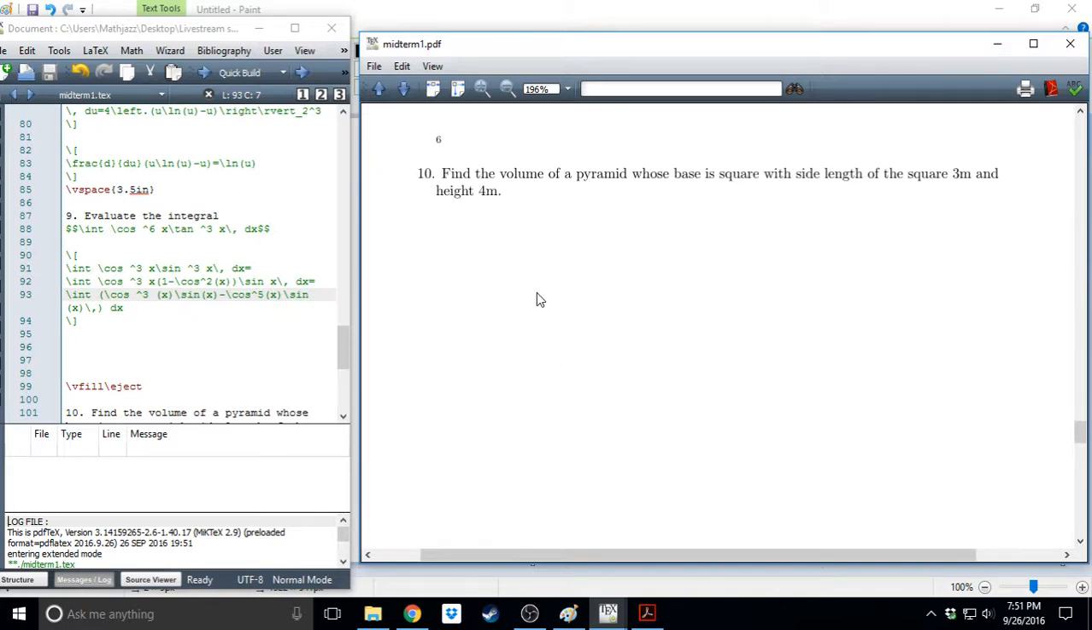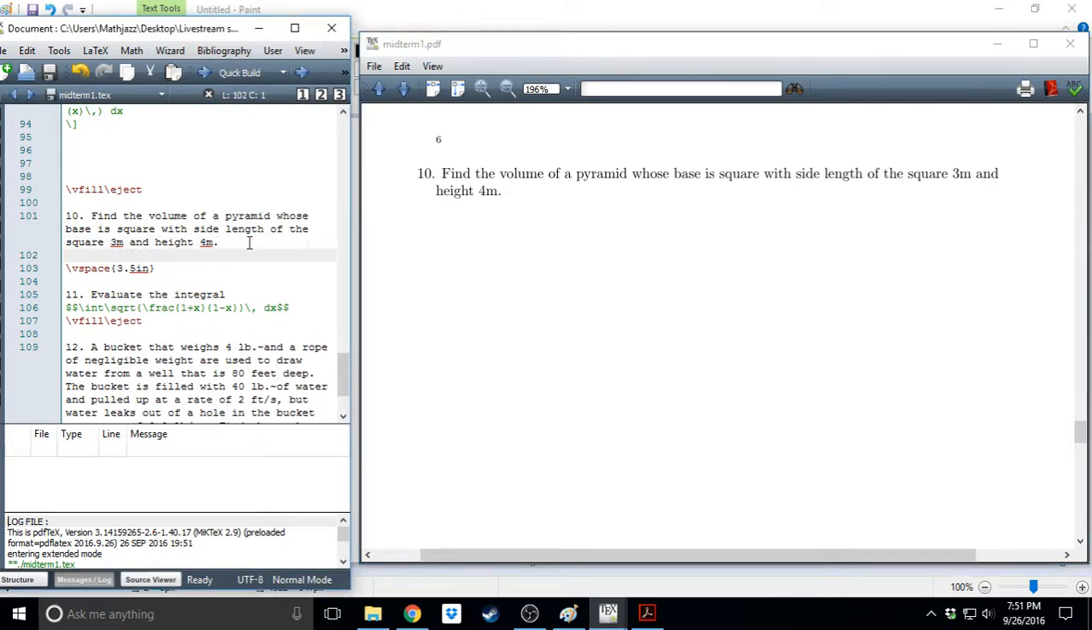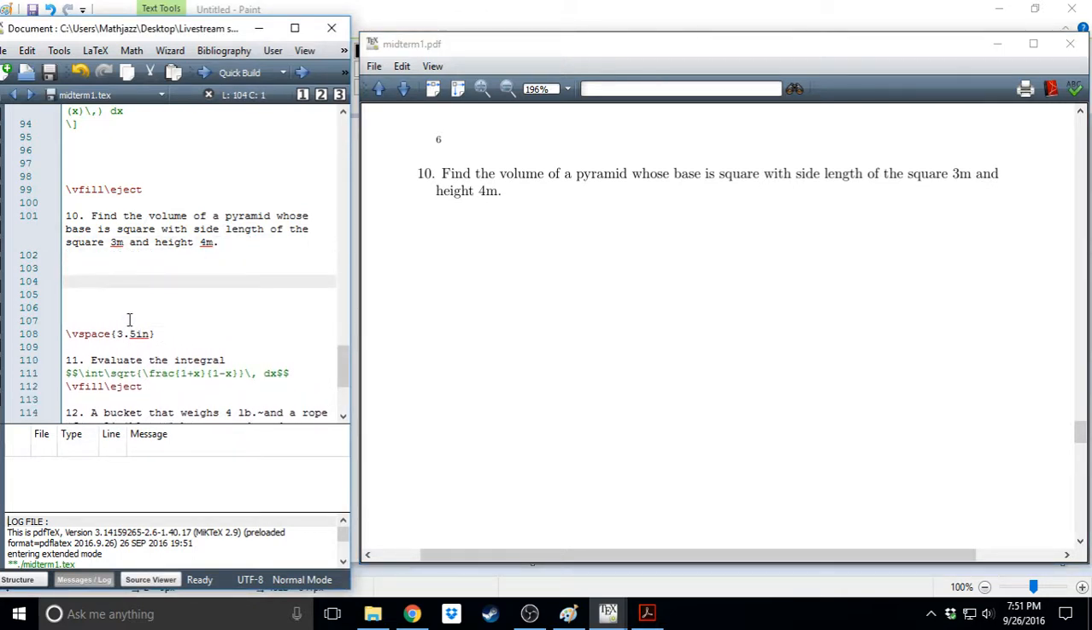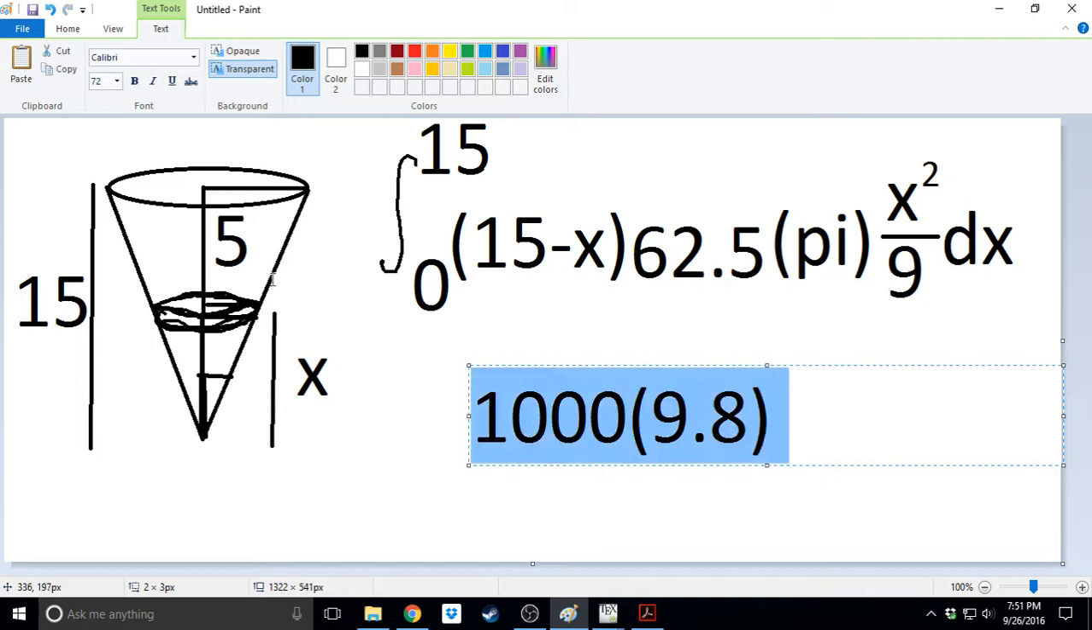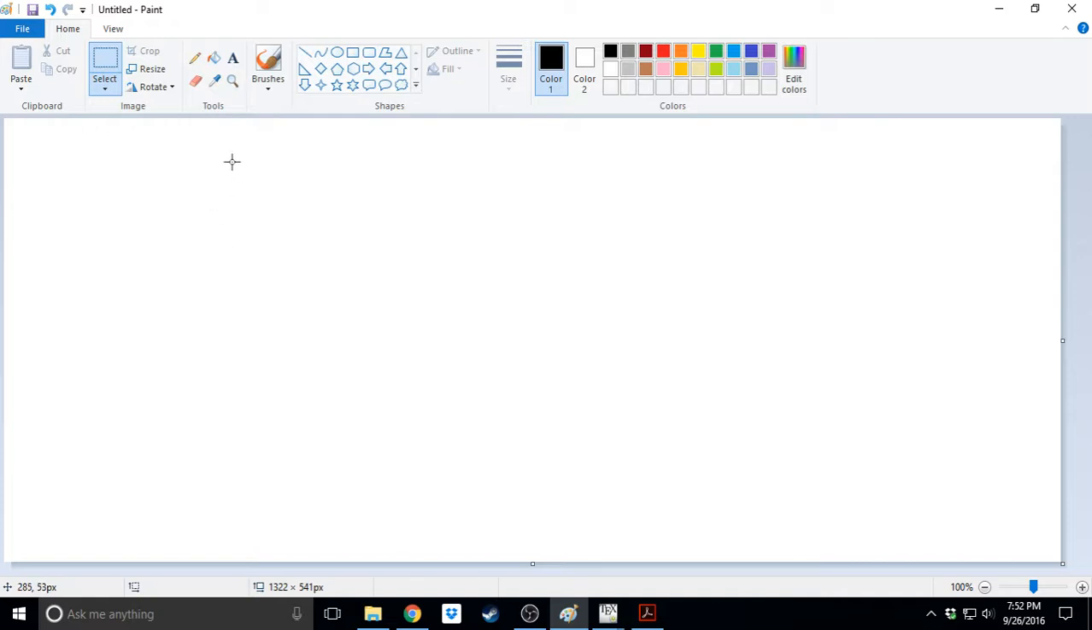Find the volume of a pyramid whose base is square, with side length of the square 3 meters and height 4 meters. Okay, so this is something that you should know how to do. So what we need to do is, let's draw a picture. There we go. So we have this pyramid, and it looks something like this.